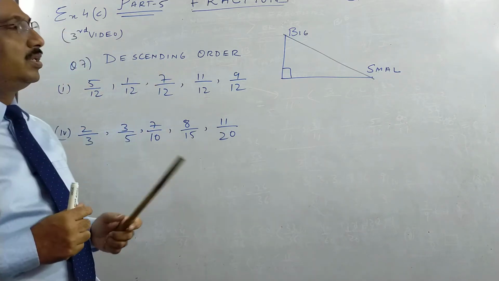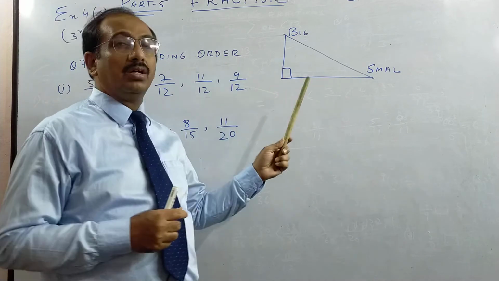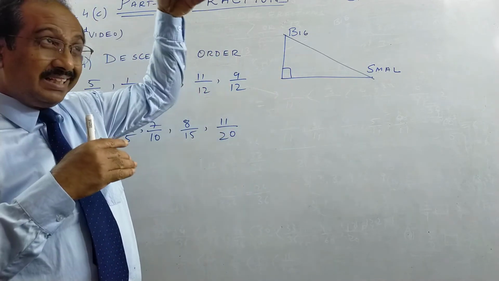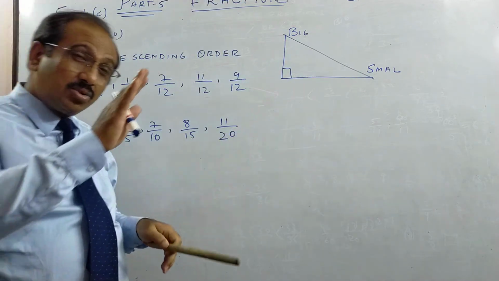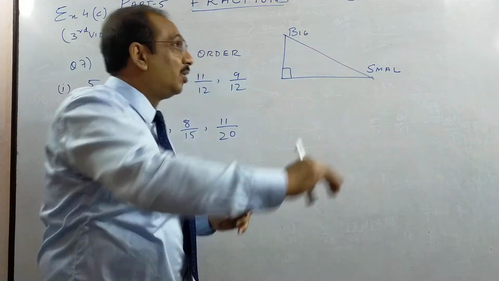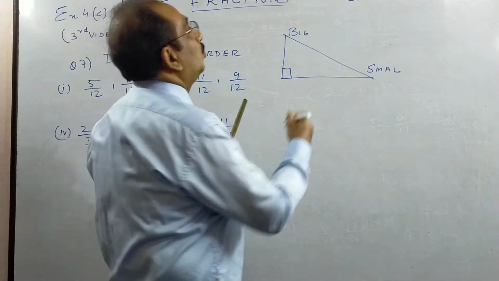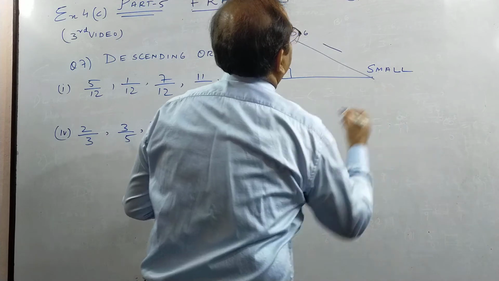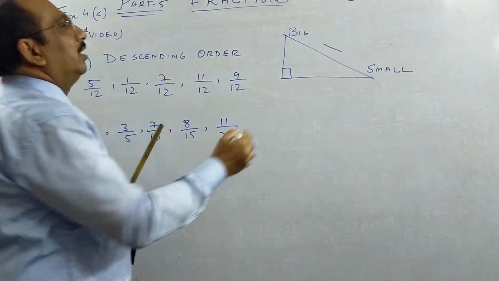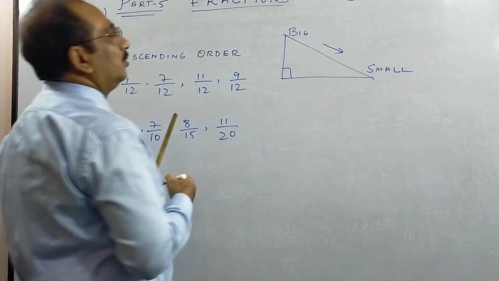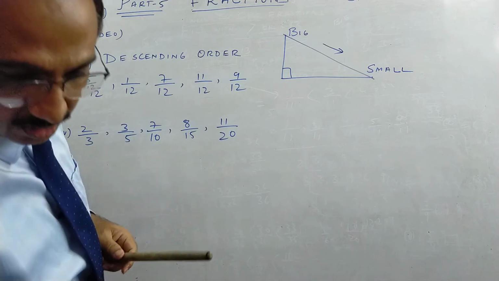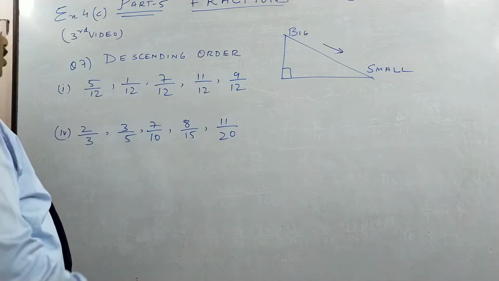First let us try to understand what is descending order. Descending means you are descending down a hill. Ascending is going up, descending is going down. So it is big to small. Bigger to small when you go, it is called descending order.